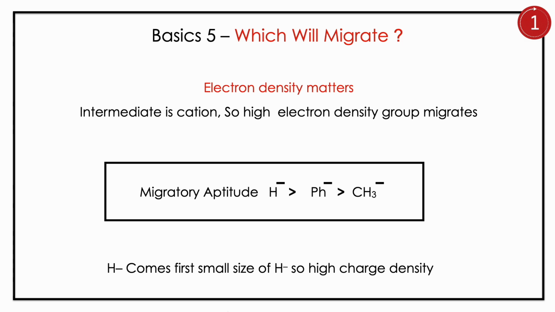Then if you have more than one migratory group, which will migrate is the real question. Electron density matters here, meaning the electron-rich group migrates because the intermediate is a cation. So the high density group migrates. H- is denser because of its small size. Then comes phenyl, which has a ring as well as charge. Then you have the methyl group. So migratory aptitude is decided by electron density.